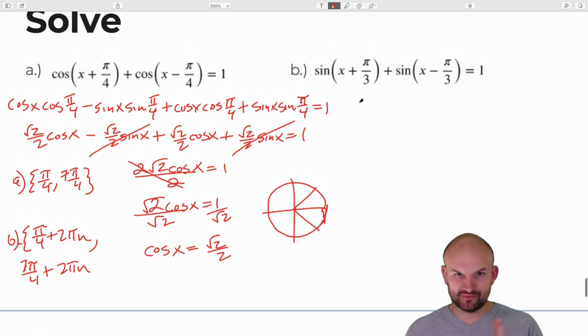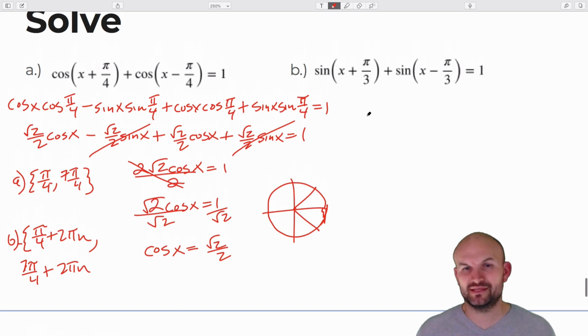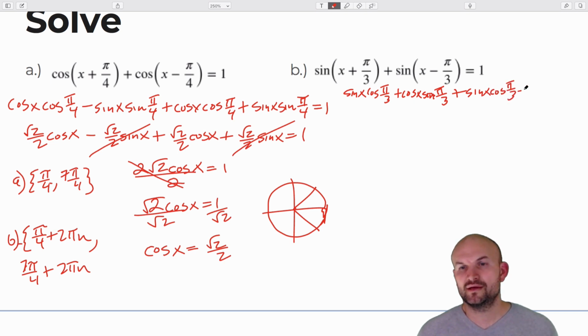All right, so I kind of went a little bit over on this one, so I'm going to try to sneak this one in the best I can. So let's write this a little bit smaller here. So this will be sine of x times the cosine of pi over 3 plus the cosine of x times the sine of pi over 3. And that's going to be plus the sine of x times the cosine of pi over 3 minus the cosine of x times the sine of pi over 3 equals 1.